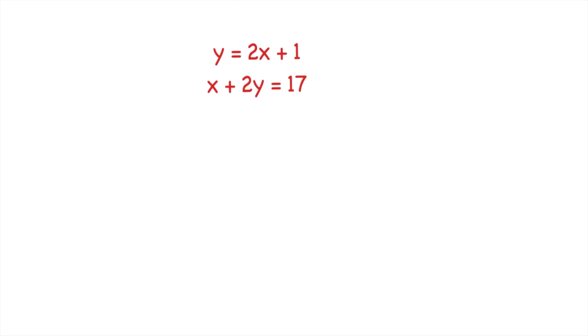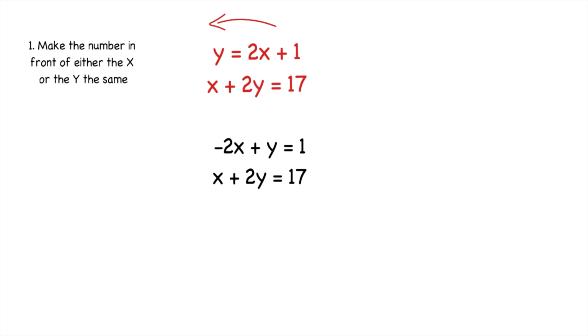Let's try with another example. Hopefully you've spotted that this looks a bit different to the last one because instead of both the x and the y on the same side, we only have a y on one side of the equals. So to set ourselves up, we need to have the 2x on the other side. To do that, we just change it to a minus. So now I have minus 2x plus y equals 1 and x plus 2y equals 17.